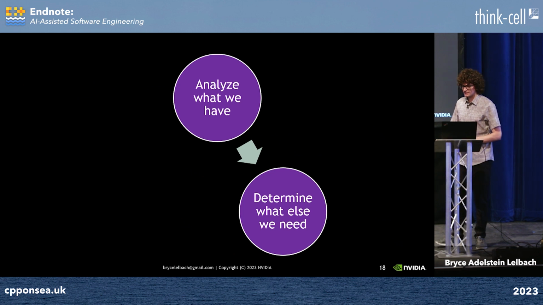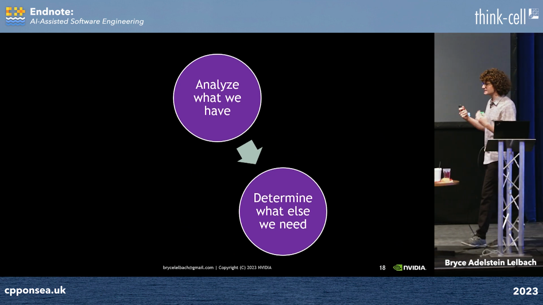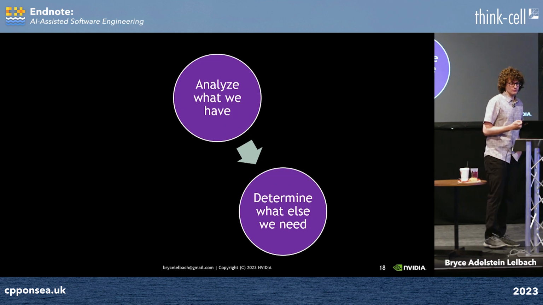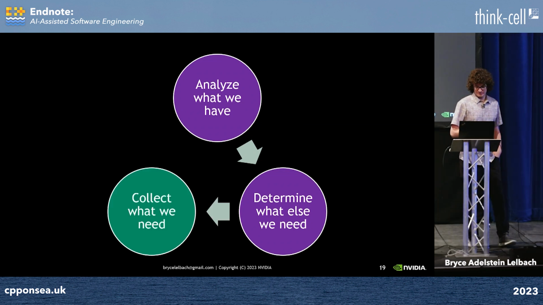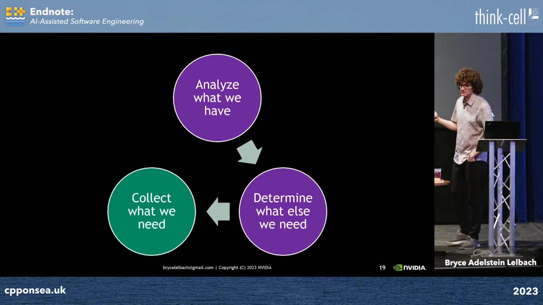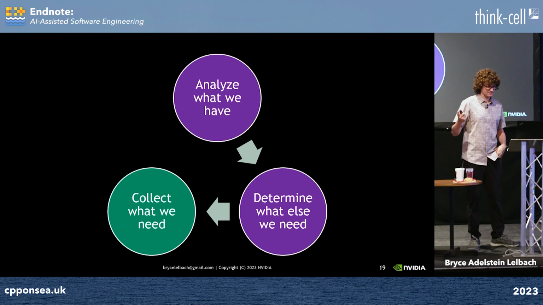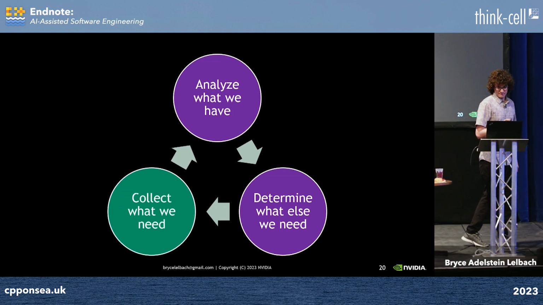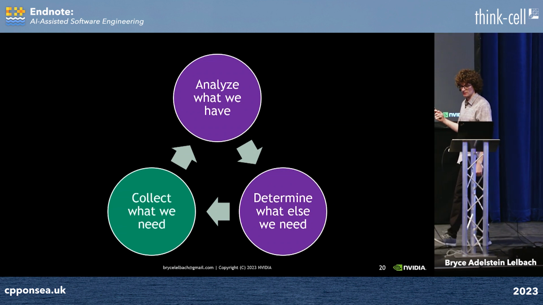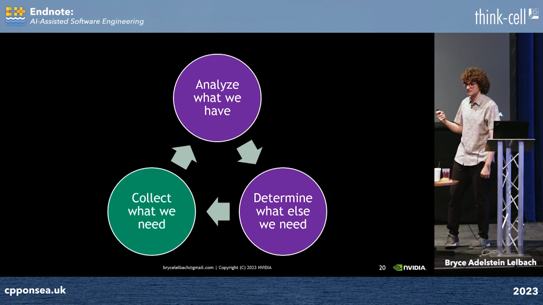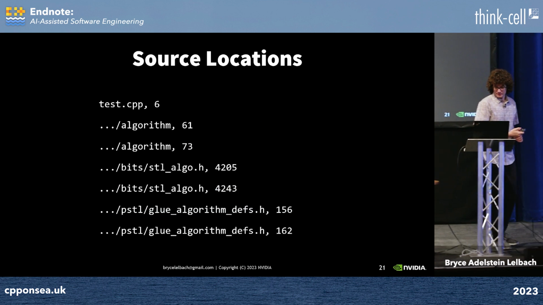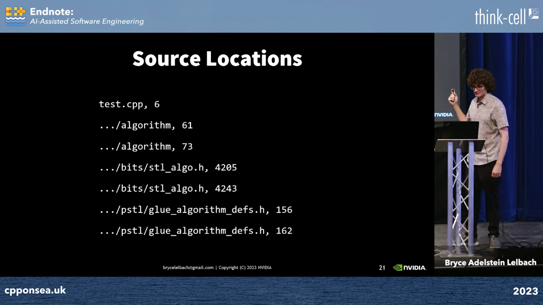So what we want is to have the AI analyze the information that we have, the diagnostic, and determine what else we need. Then we'll use the appropriate tool to collect the information that the AI has told us it needs. And then we can iterate on this process until the large language model has all of the information that it thinks it needs to tell us what the problem is. So in this particular code example, we have the following source locations.